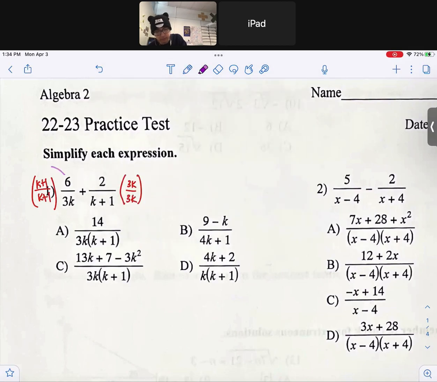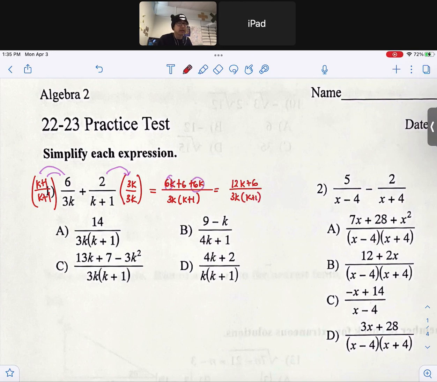So that 6 you're going to distribute to both, and this 2 you're going to distribute to just that one. So they're both now going to be in the same fraction, with the common denominator of 3k times k plus 1. And now distribute 6 times k, 6k, 6 times 1 is 6. 2 times 3k is 6k, and then you simplify the top by combining like terms. These are two that we can combine, so we get 12k plus 6 all over 3k times k plus 1.